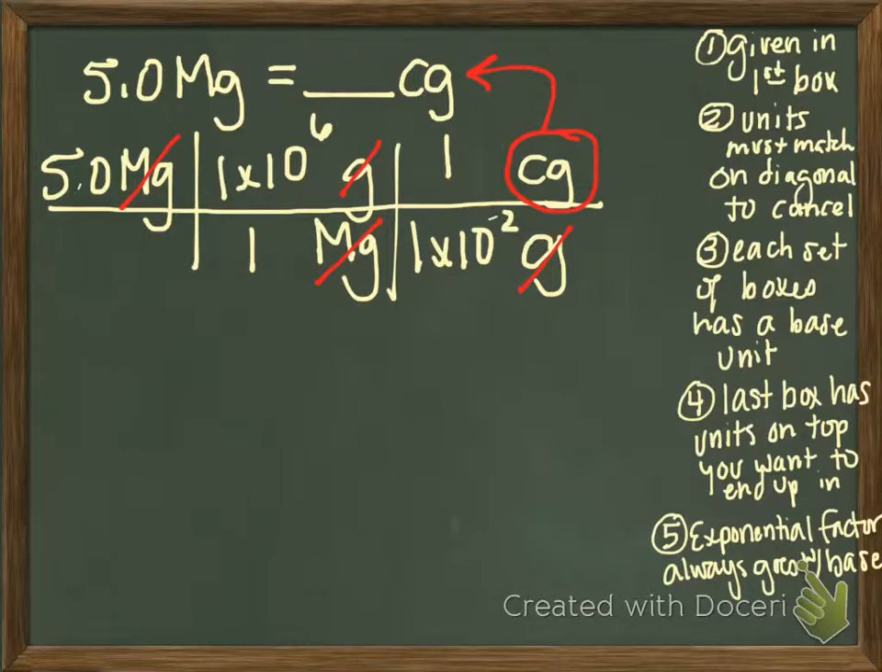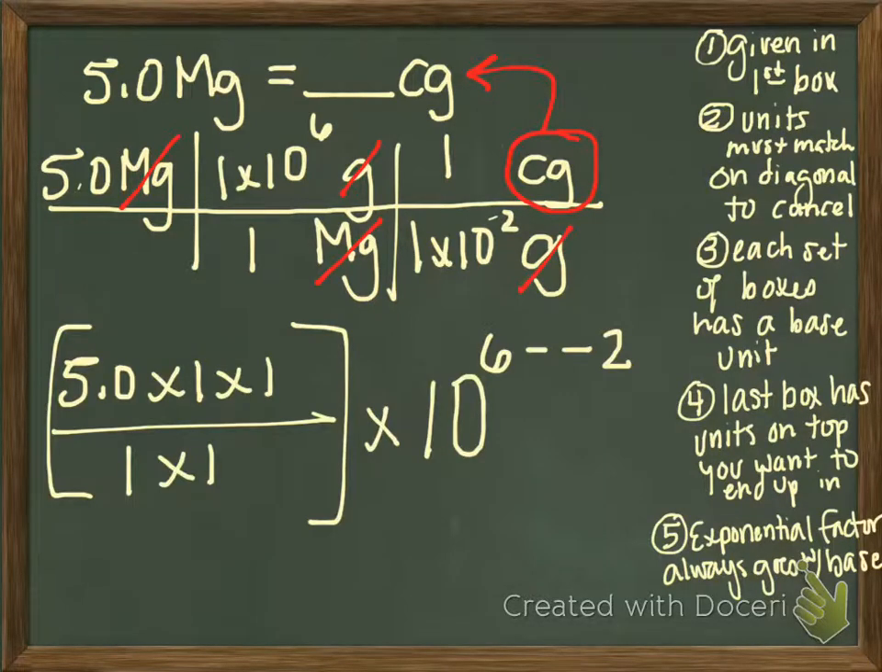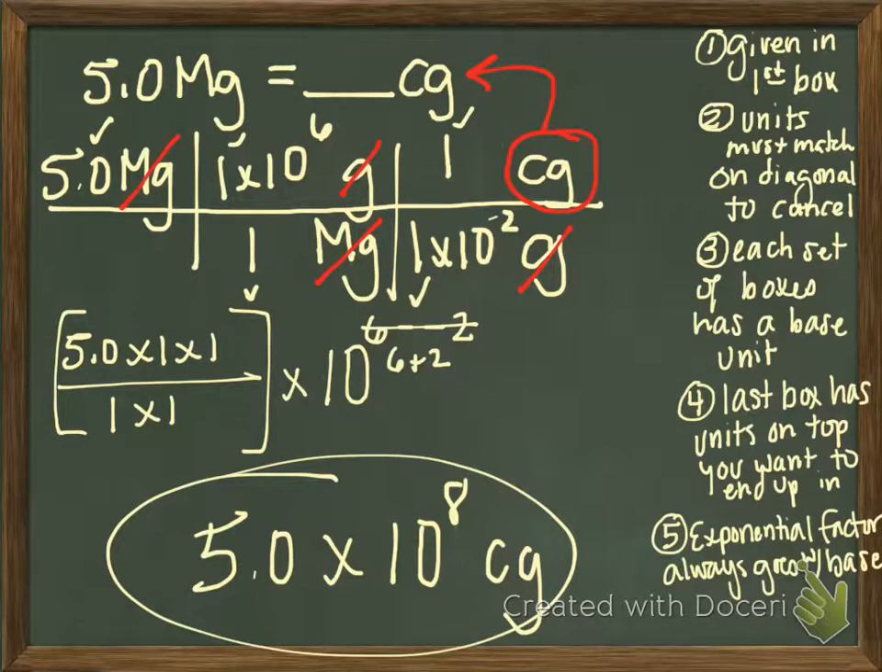Now, let's do the math. Here's what the math will look like. We've taken 5 times 1 times 1 divided by 1 times 1, and that whole mess is times 10 to the 6th minus negative 2. Well, we know that that's 6 plus 2. So our final answer is 5.0 times 10 to the 8th centigrams. So 5 megagrams equals 5.0 times 10 to the 8th centigrams.